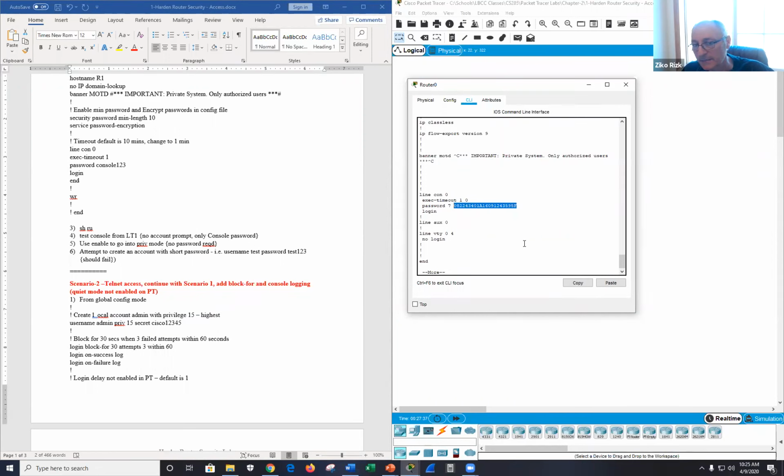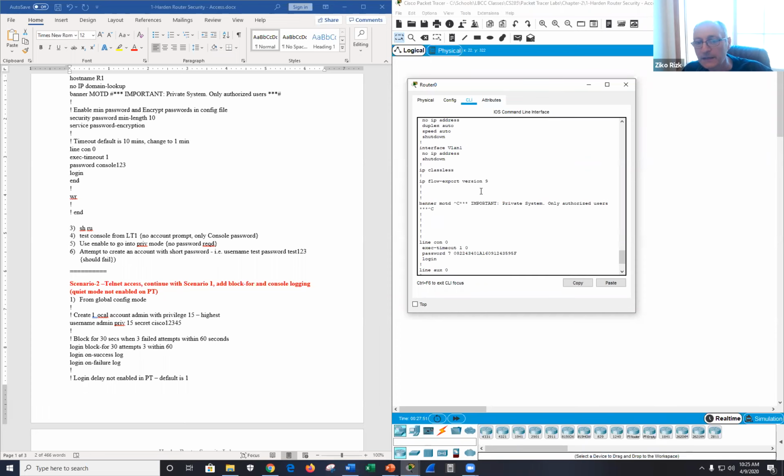And this is encrypted. So one thing that would be useful to look at right now is username Zico secret 5, okay? And this is one hashing algorithm. And then if we were to go down to the console password, you can see password 7. And that is a different hashing algorithm. And I wanted to talk about that.